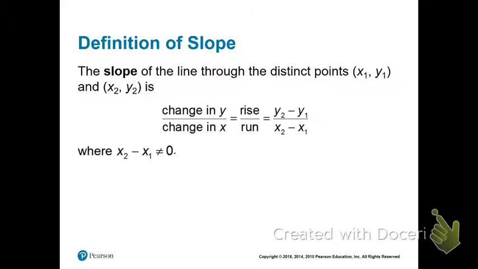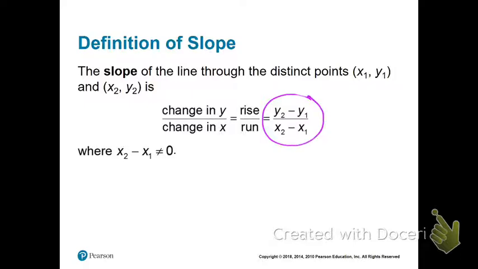So slope is how the line is changing. It says the slope of a line through the distinct points (x1, y1) and (x2, y2) is, and you've seen it before, the change in y over the change in x. You've also called it rise over run. And then there is our equation.